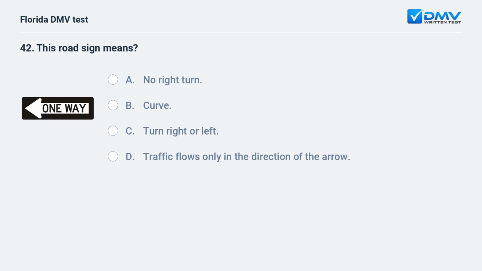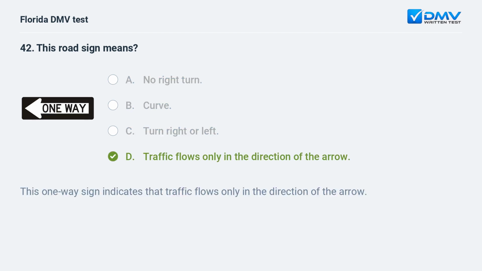This road sign means A. No right turn. B. Curve. C. Turn right or left. D. Traffic flows only in the direction of the arrow. This one-way sign indicates that traffic flows only in the direction of the arrow.